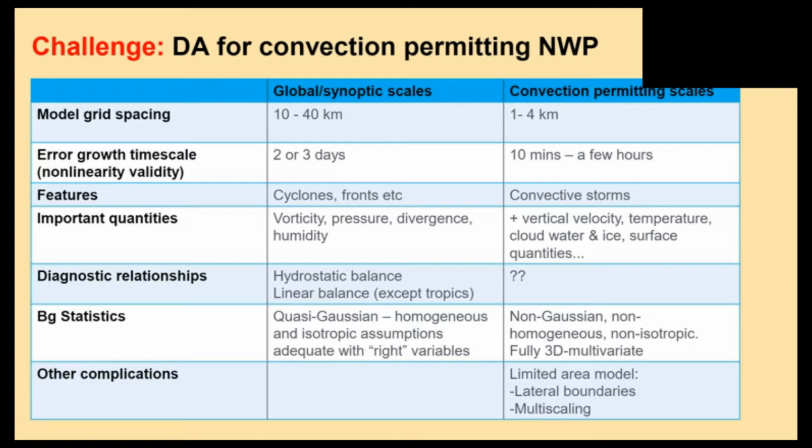Furthermore, the statistical properties, or assumptions that we make for global models, like quasi-Gaussian, quasi-homogeneous and isotropic assumptions that work adequately with the right variables, don't seem to work at all with the convection permitting models. And then on top of that, there are other complications, like the fact that you're using a limited area model, so you've got to worry about what you do about the lateral boundaries, and multi-scale issues, because you're getting large-scale information coming in through the lateral boundaries, and you don't want to ruin that, because that's often quite good. You don't want to ruin that when you add the extra detail with the data assimilation on the kilometer scale.